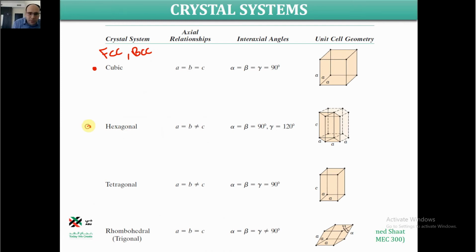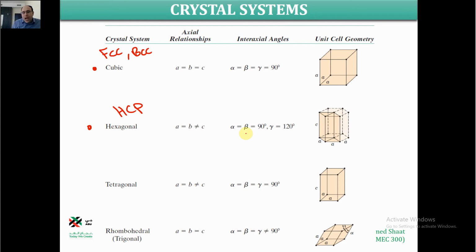We discussed one of these hexagonal structures, the HCP. This HCP, the hexagonal close-packed crystal structure, was composed of three layers of atoms. There was a layer of atoms distributed over the top surface, another layer of atoms distributed over the bottom surface, and there were three atoms arranged, forming a triangle inside the middle layer, right?